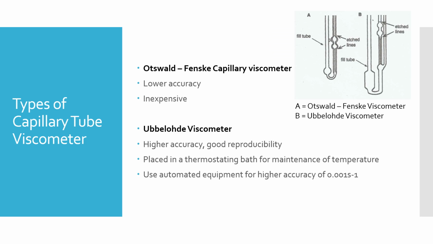So the Ostwald capillary viscometer is the viscometer normally used, but I have chosen to go with the Ubbelohde viscometer. It's quite similar to the Ostwald capillary viscometer, but it is more accurate and it's better for reproducibility of results. This viscometer is placed in a thermostating bath for maintenance of temperature. You can see the two viscometers beside each other there. I'm also choosing to use automated equipment for higher accuracy. This delivers an accuracy of 0.001 per second, which is really accurate and really sensitive. This is why I chose the automated equipment for this case.